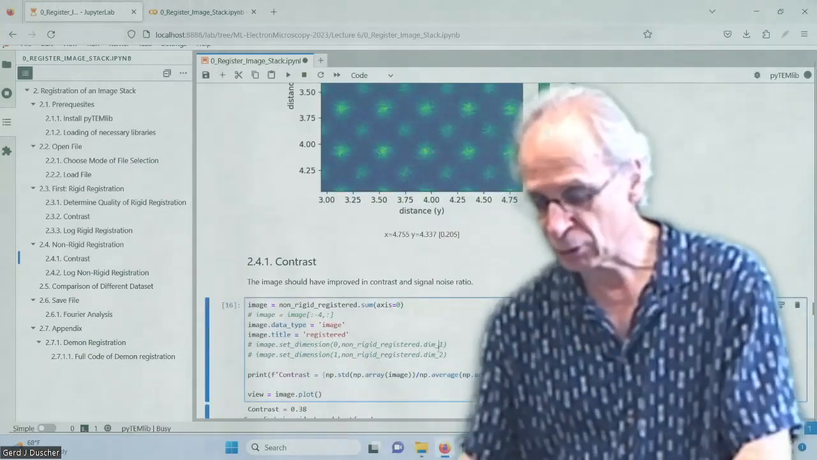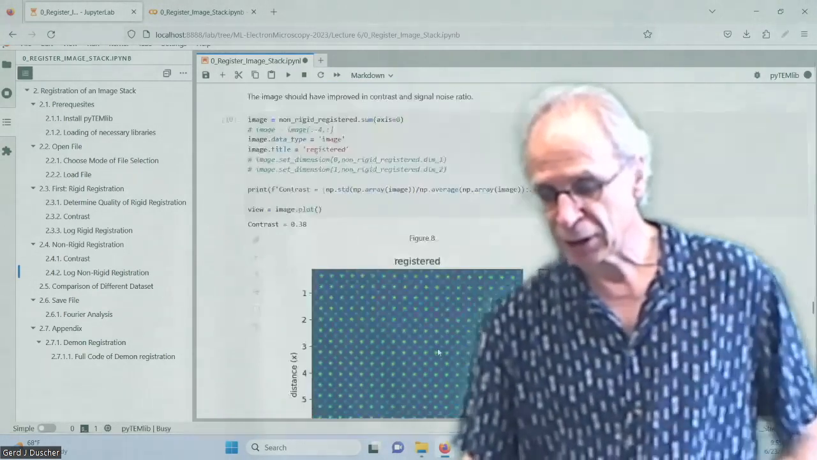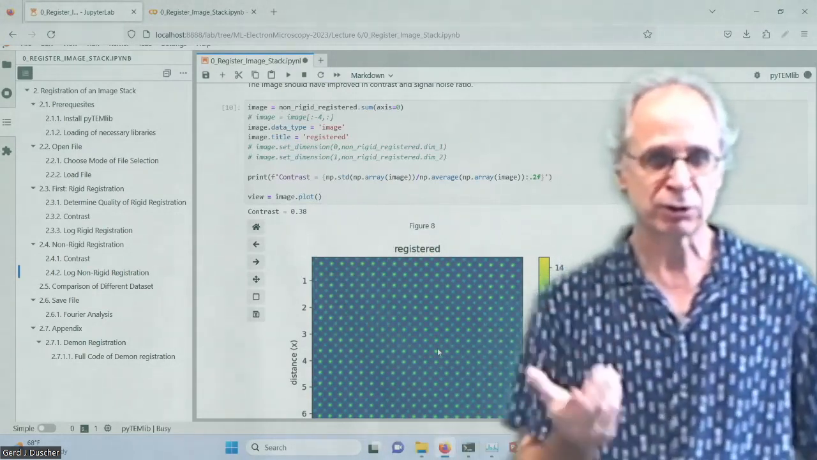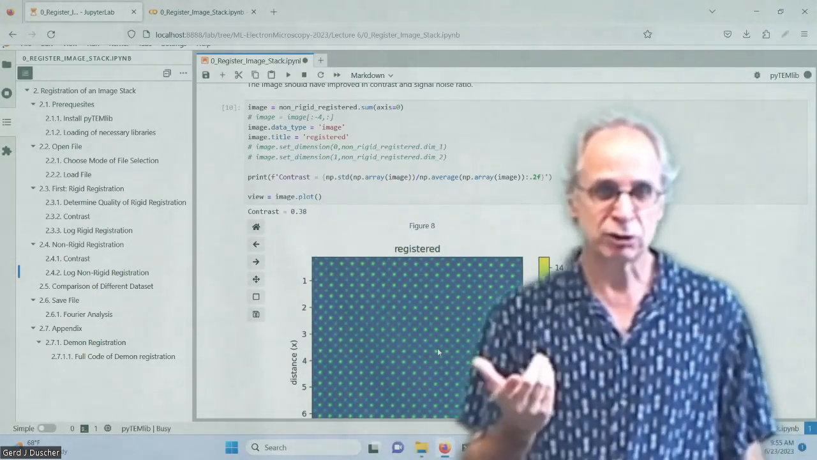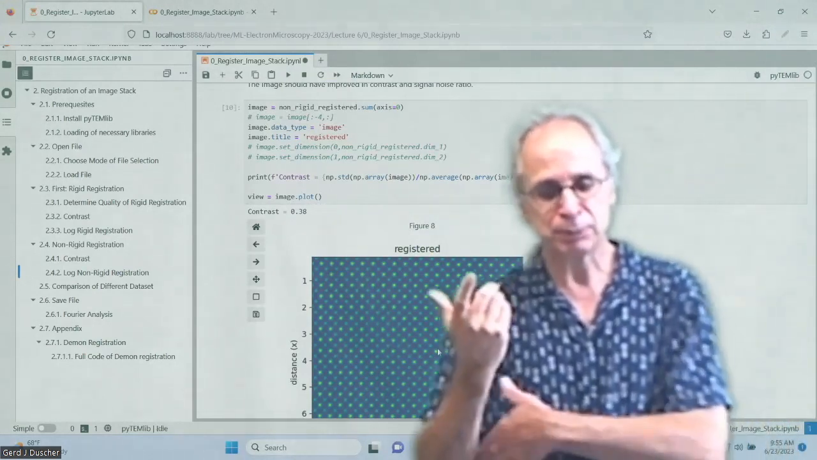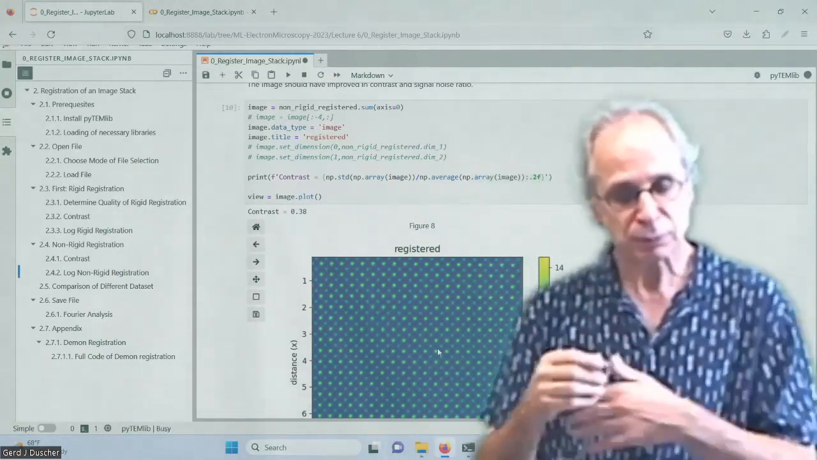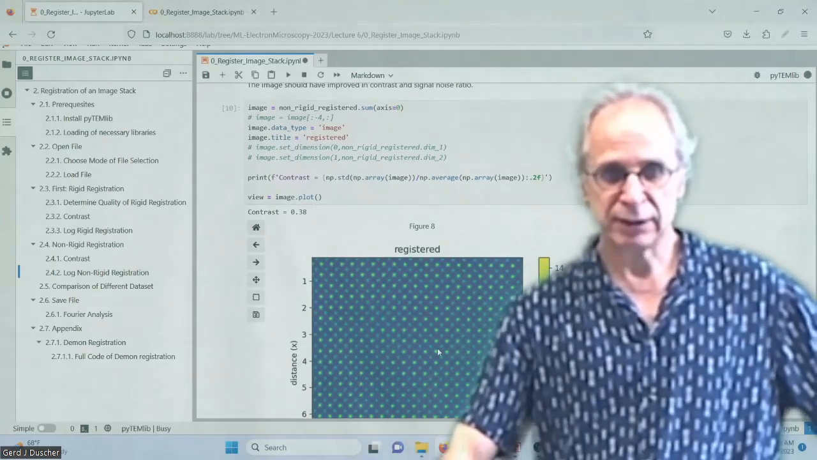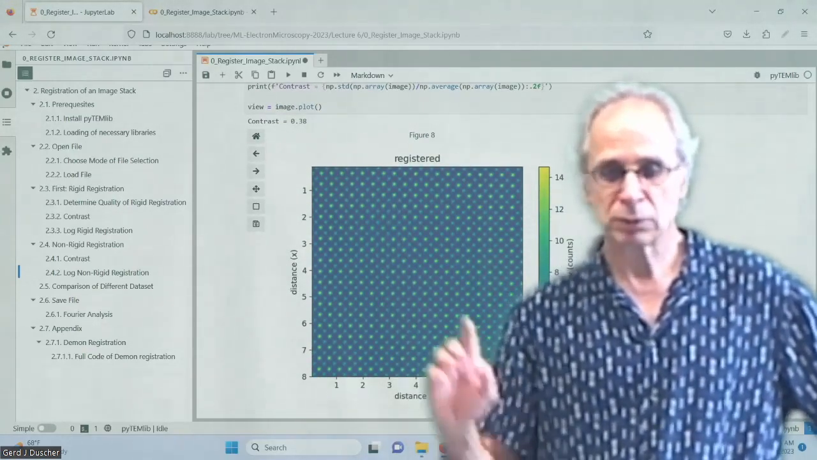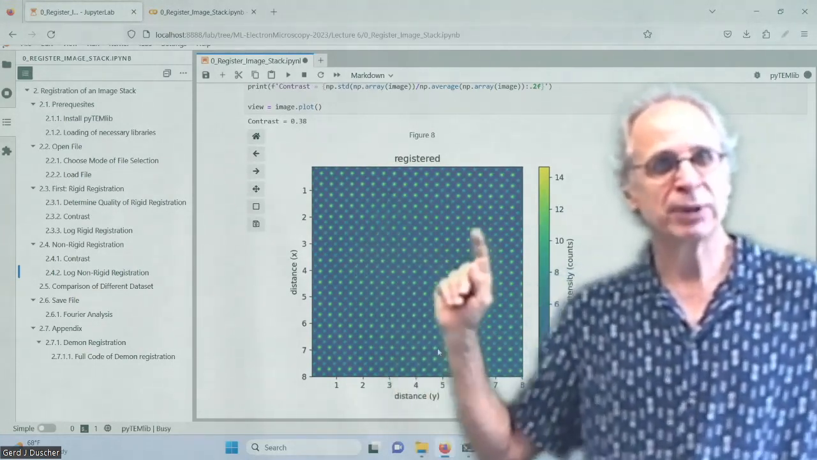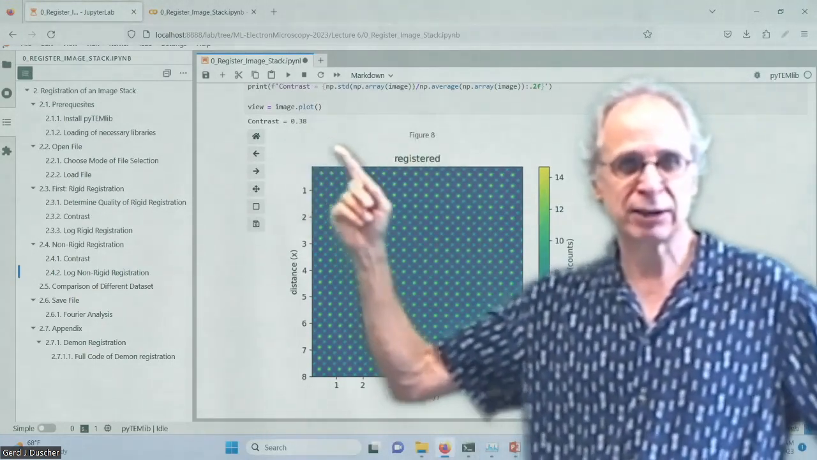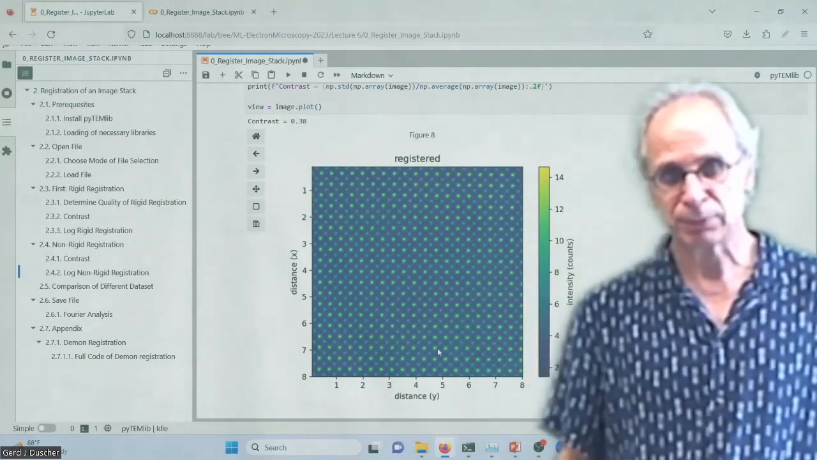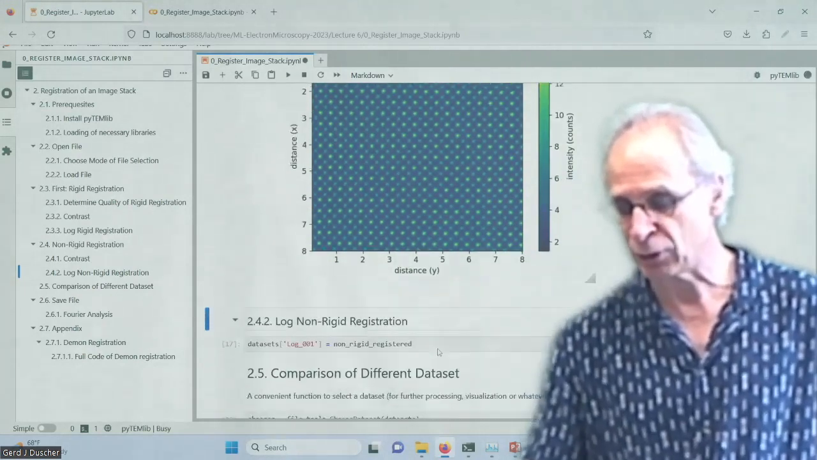And we can look now at the contrast, and from 0.36, we get 0.38. So we increase the contrast. Contrast increase is larger if you are using a little bit more noisy data, and then you get a much better contrast increase. You will get contrast in that kind of order if you do a fair amount of stacks with the non-rigid registration. So the noise is basically gone.